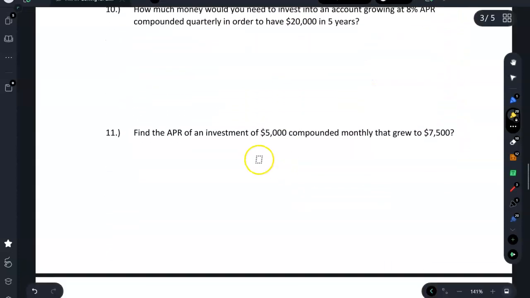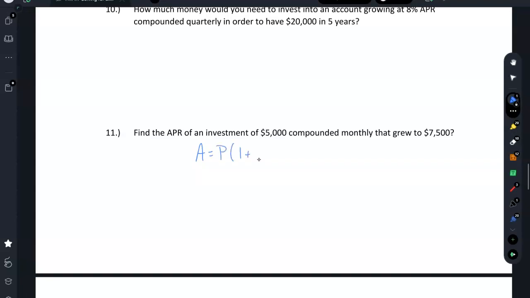All right. Number 11 says find the APR of an investment of $5,000 compounded monthly that grew to $7,500. So once again, I have A equals P times (1 plus APR over N) raised to the N times Y. That's my equation. I started with $5,000. I don't know what the APR is. I'm going to call that X just because I don't like doing APR. Monthly means 12, and this is 12 times the number of years.